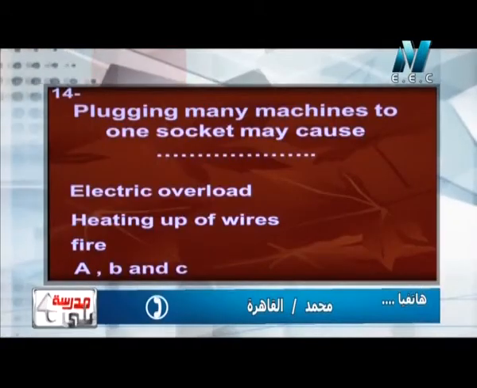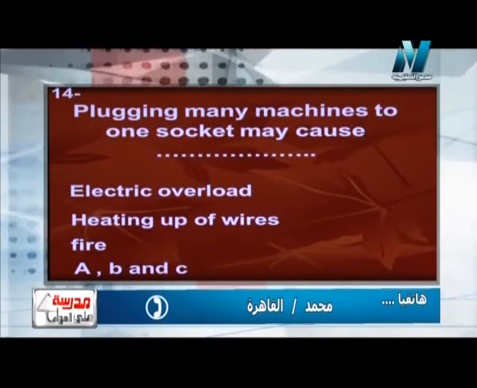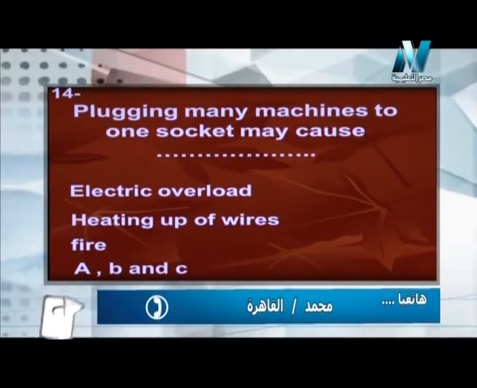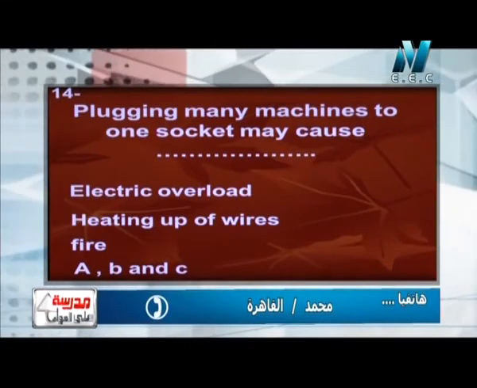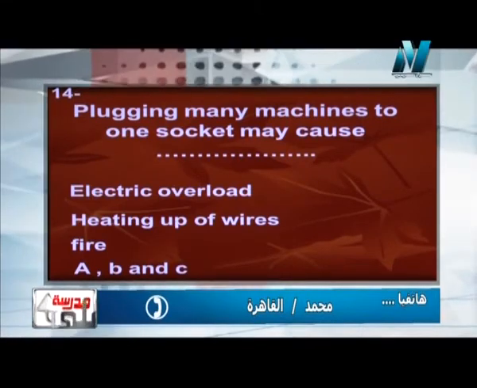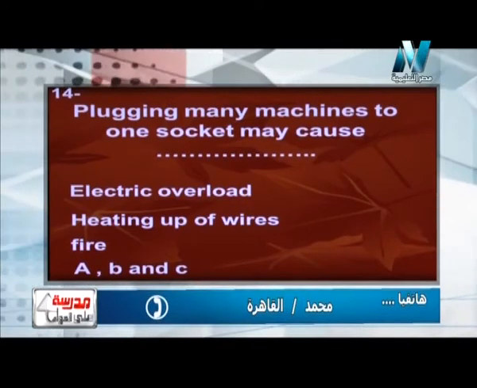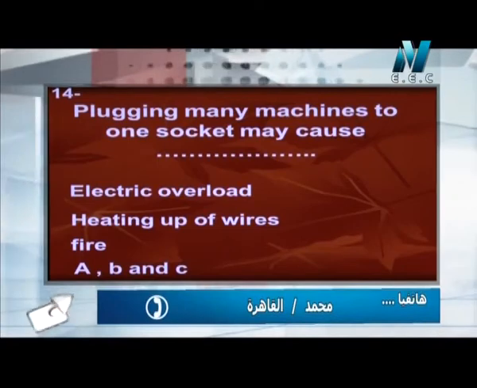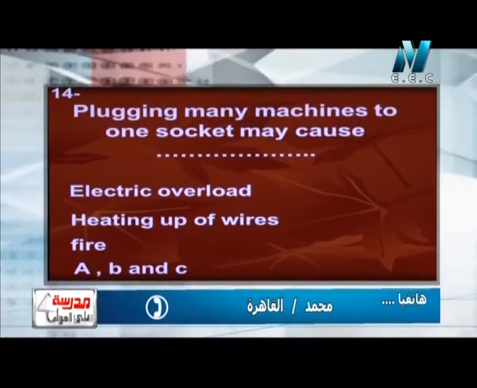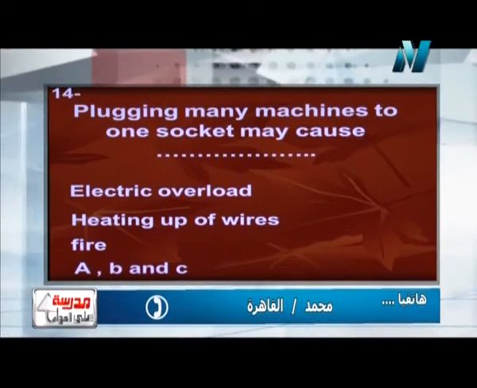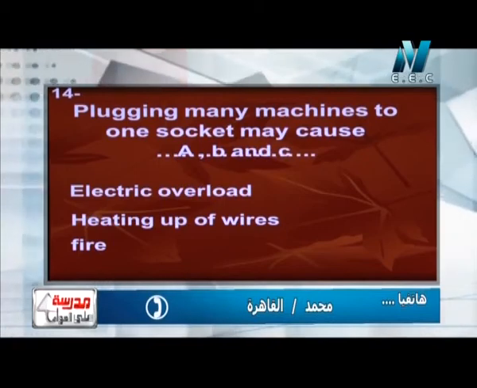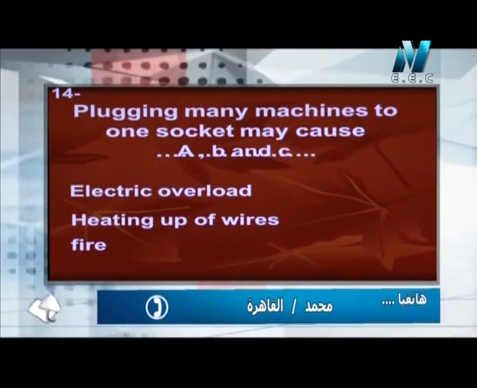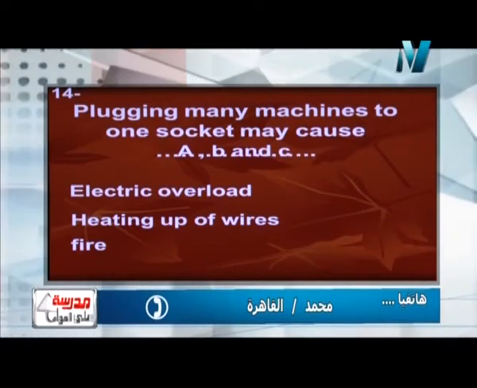Again, Muhammad, let's see the question together. The question says that plugging many machines to one socket may cause electrical overload, heating up the wire, fire: A, B, and C. A, B, C. Surely, excellent, Muhammad. Plugging many machines to one socket may cause electrical overload, that's right. Heating up the wire, that's also right. Fire, that's also right. So the answer is A, B, and C: plugging many machines to one socket may cause all the dangers of electricity we have studied: electrical overload, heating up the wire, and maybe fire.